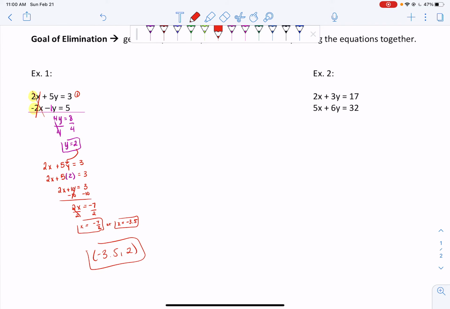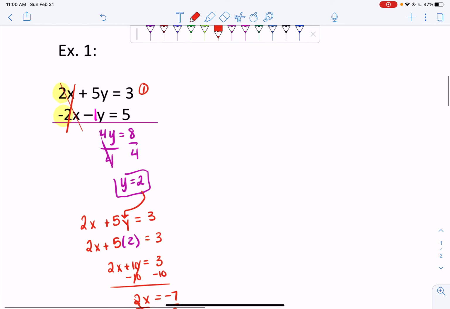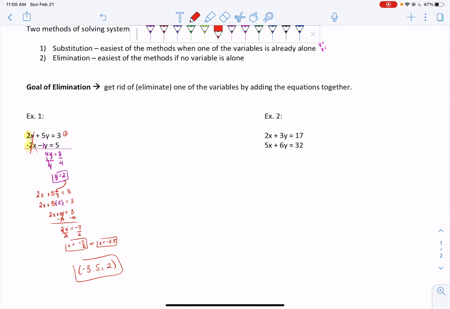Pay very close attention to this equation. So now let's go on to our next example. I'm going to give you a moment to sort of figure out what you want to eliminate.